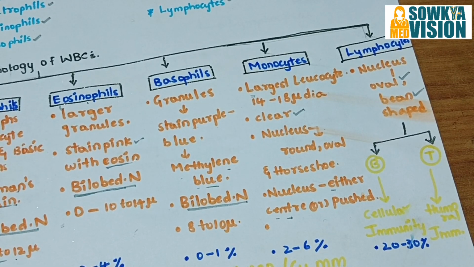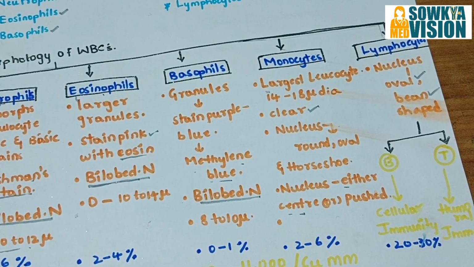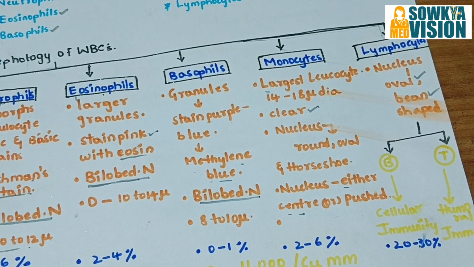So the B lymphocyte is involved in cellular immunity, whereas T lymphocyte is involved in humoral immunity. Yes, so there are two types of immunity, cellular and humoral.